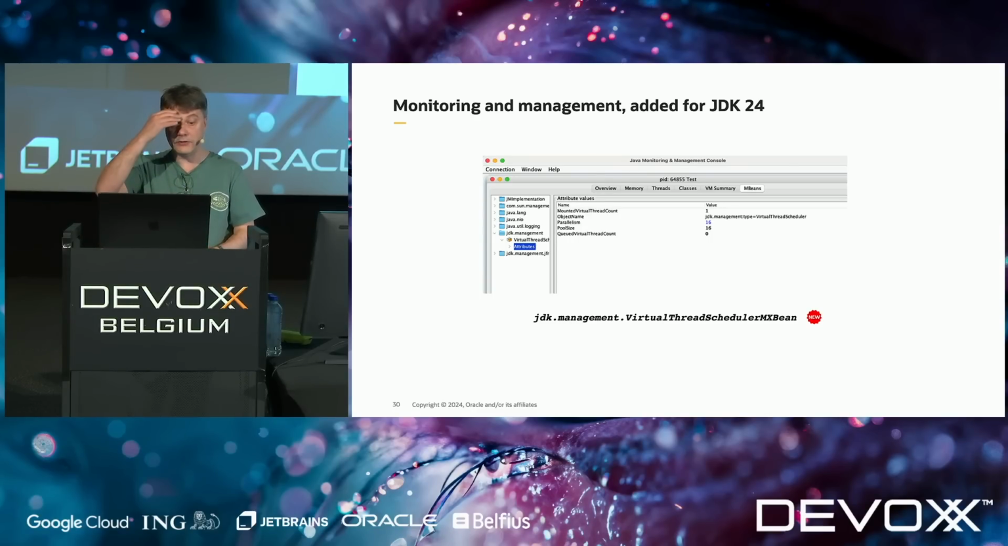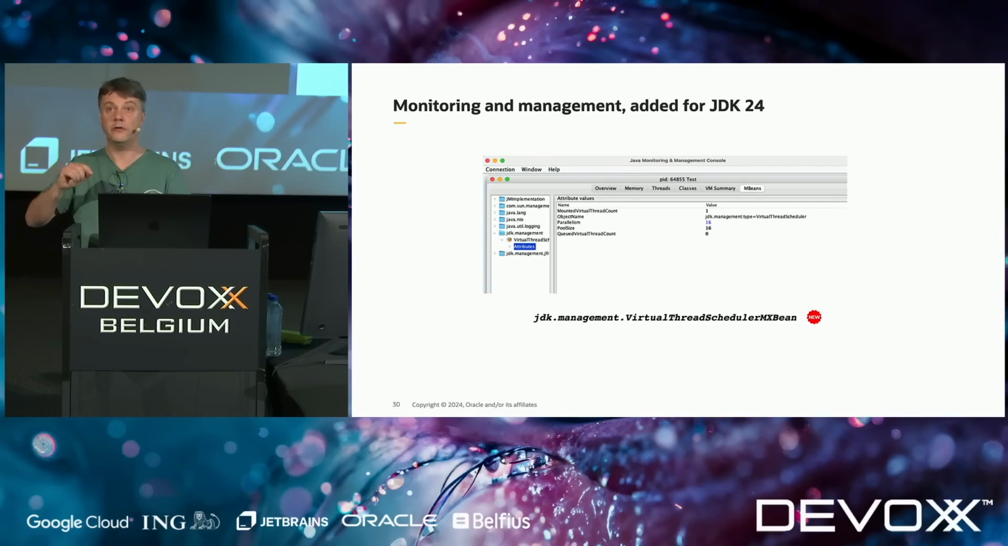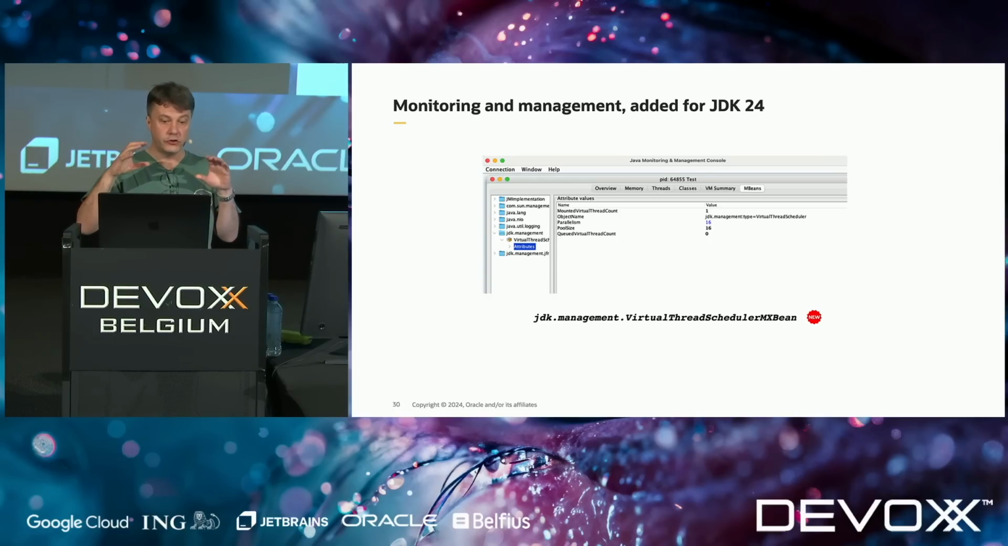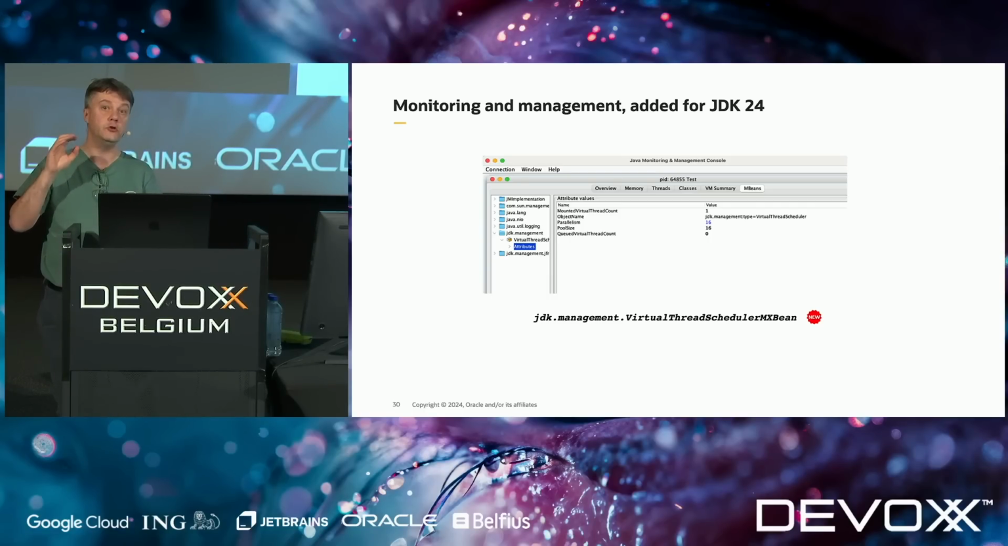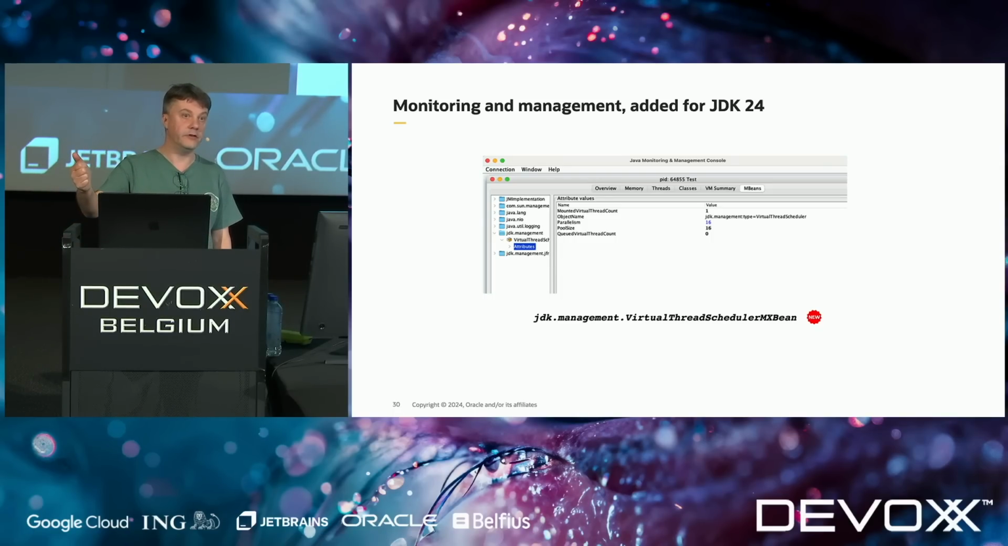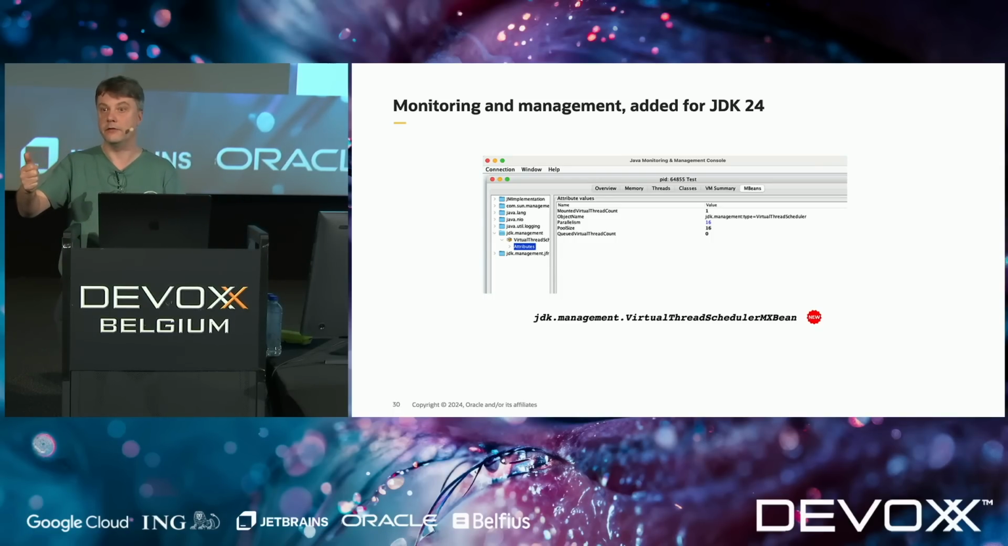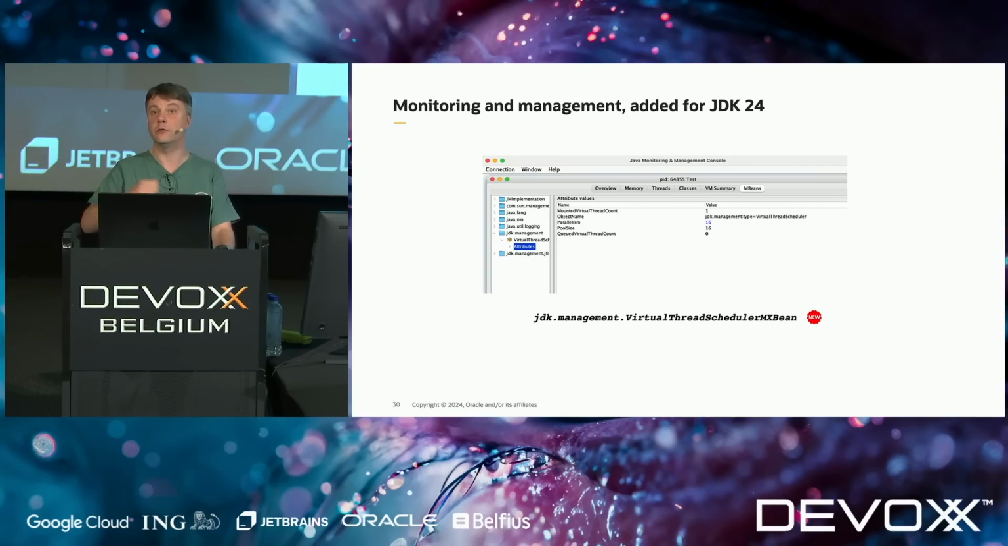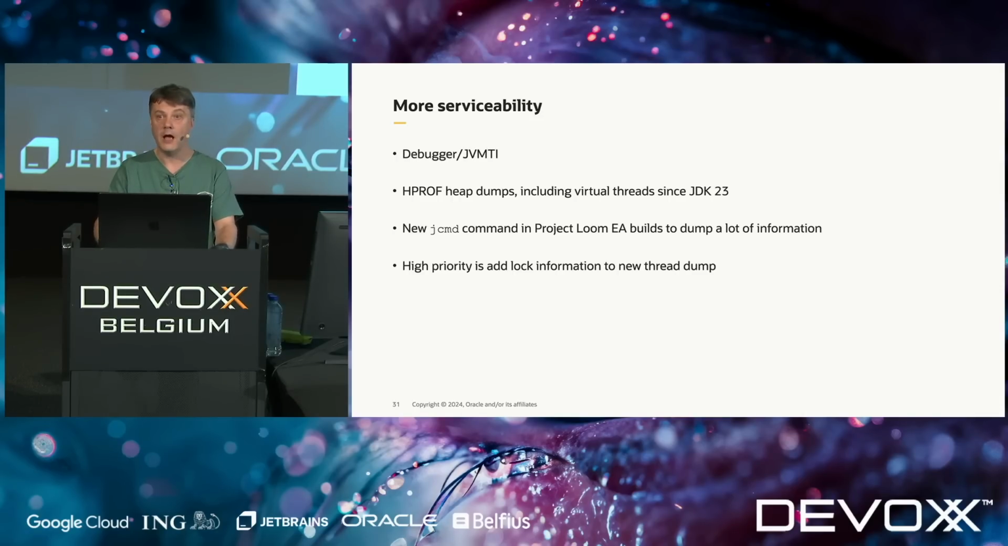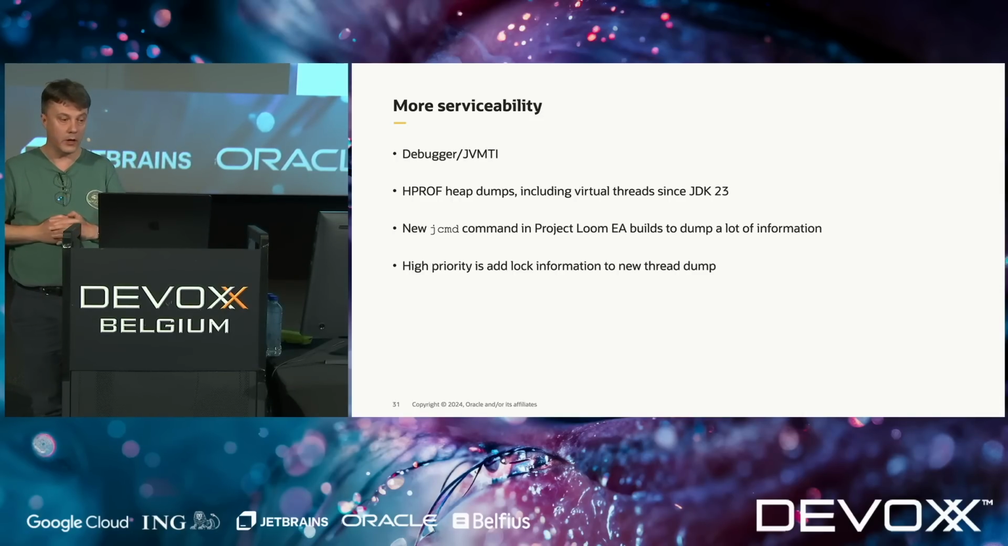The other thing that we've added in JDK 24 is a monitoring and management interface for the virtual thread scheduler. This allows JMX-based tooling to get an insight into what is going on with the scheduler. So you can see how many virtual threads are mounted, what my target parallelism is, and I can dynamically change the parallelism. There are people doing experiments on containers where they're dynamically changing the parallelism, and that's one of the cool things you can do with this. And there's a whole bunch of other serviceability things that I won't get into today.